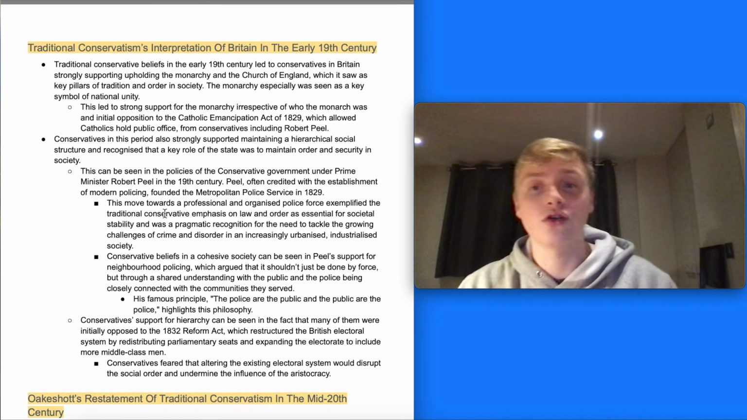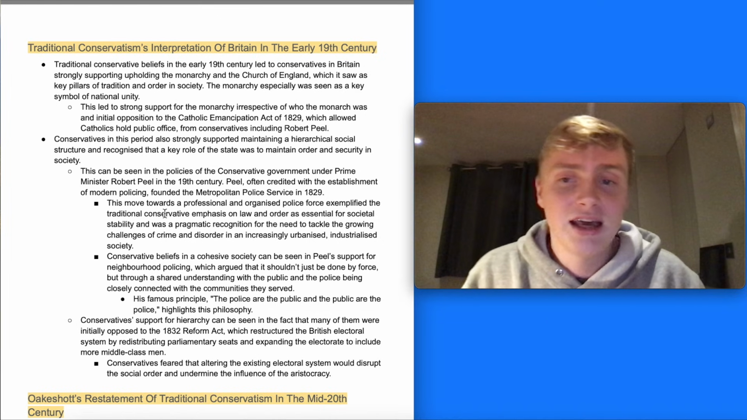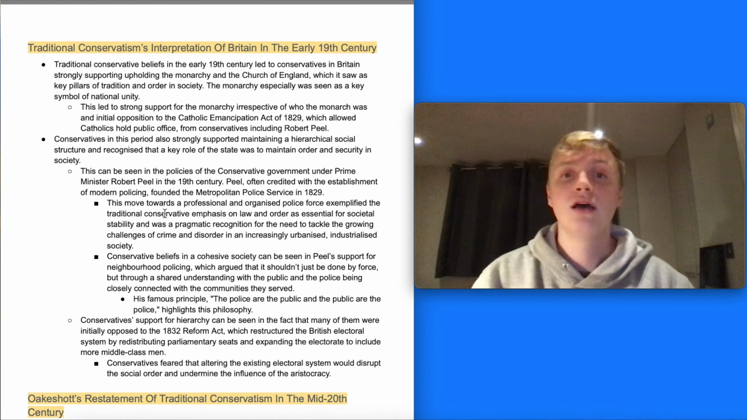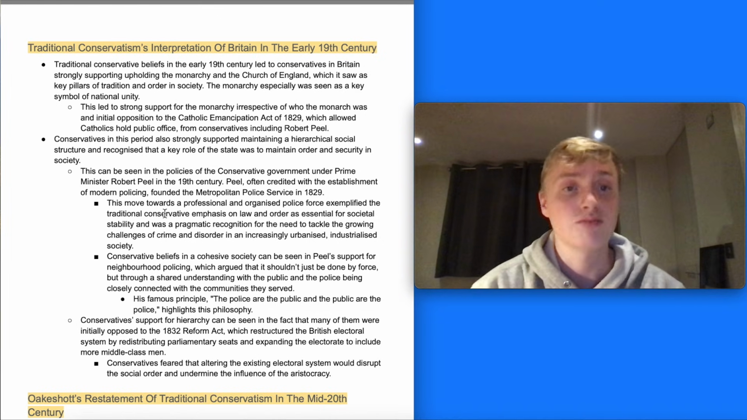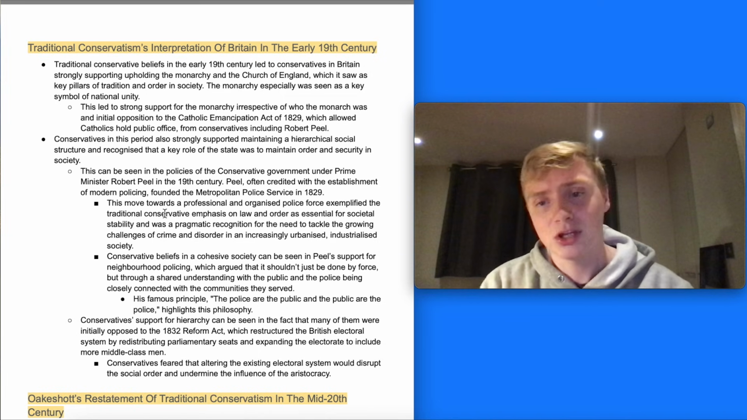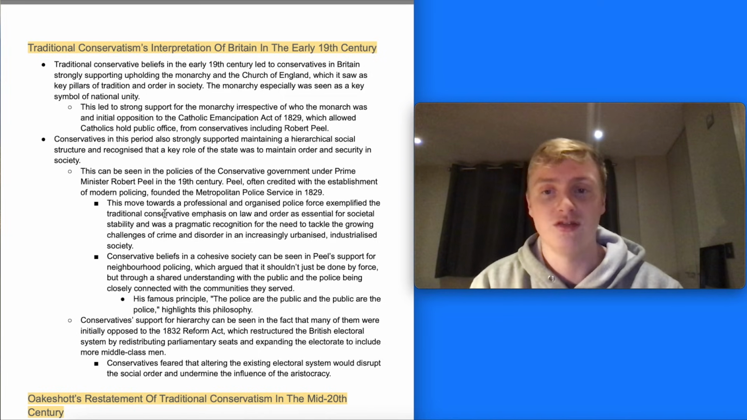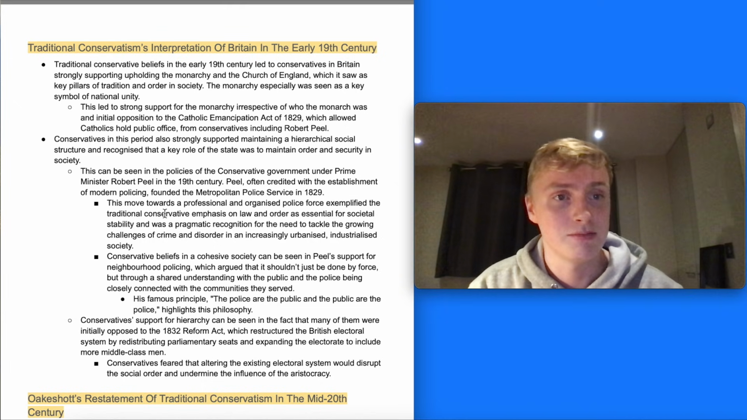So I thought it'd be useful to quickly have a look at, okay, how are these ideas implemented in practice when interpreting the 19th century and interpreting Britain? And I think this is something that you can use to expand in your essays on what traditional conservatism meant.